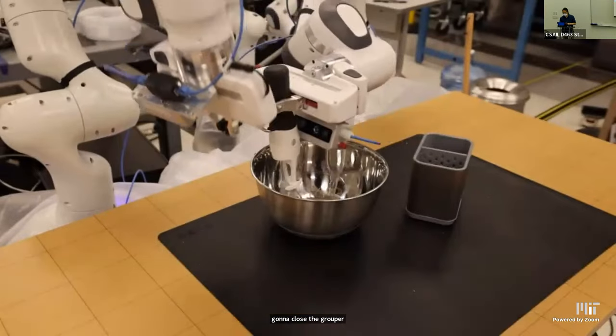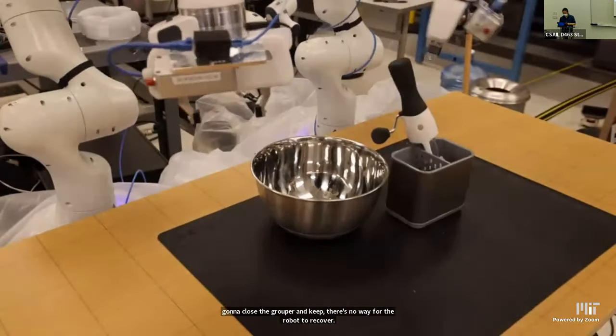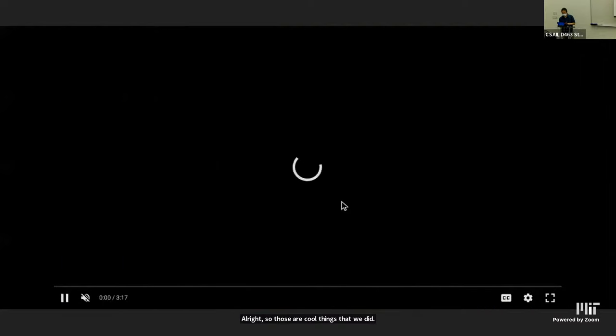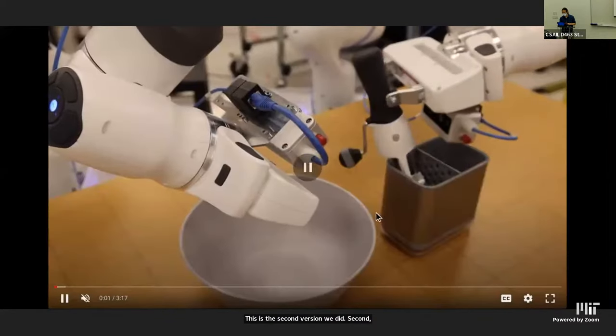All right, so those are a couple of things that we did wrong. Now, this is the second version we did. Oh, yeah, there's one more thing. The mat was totally black. The handles are totally black. So if you have a black handle on a black mat, you don't really know where the handle is.